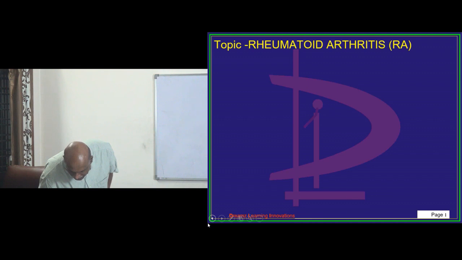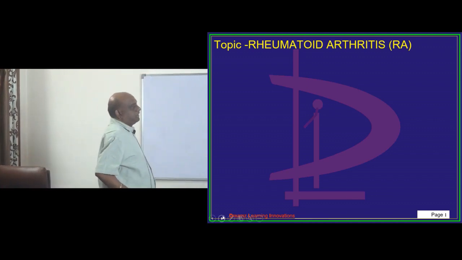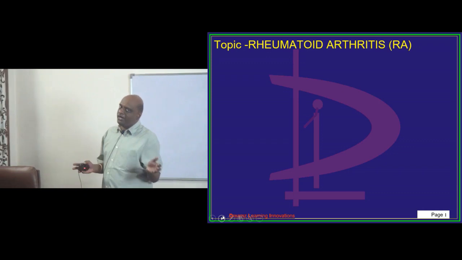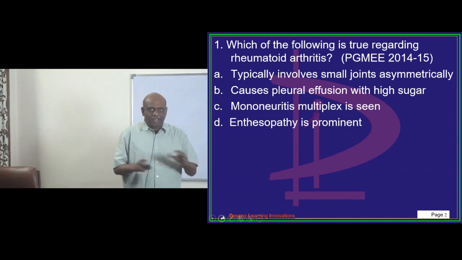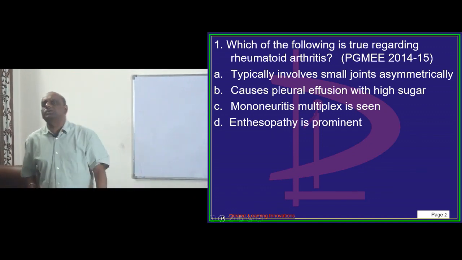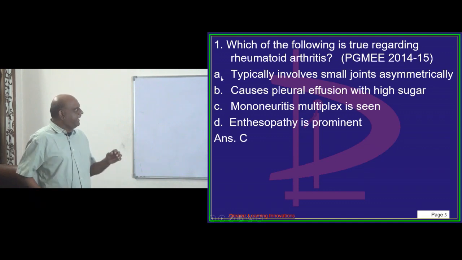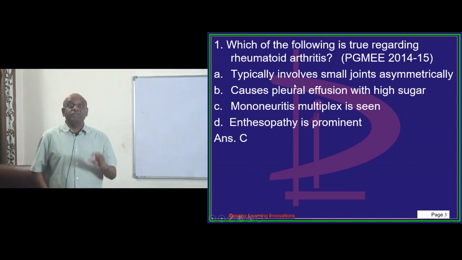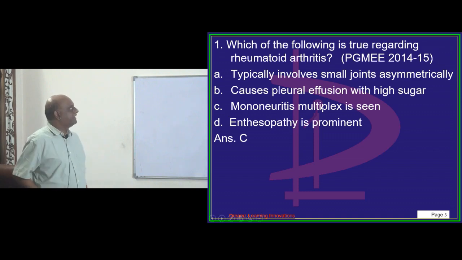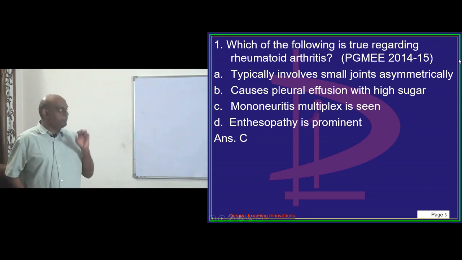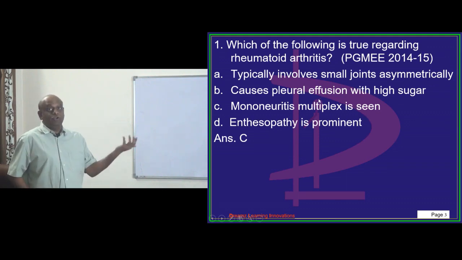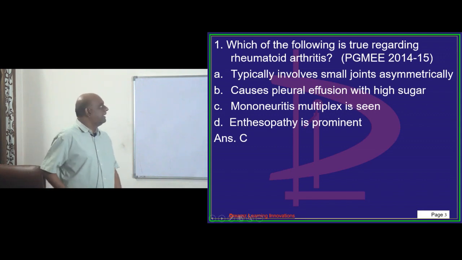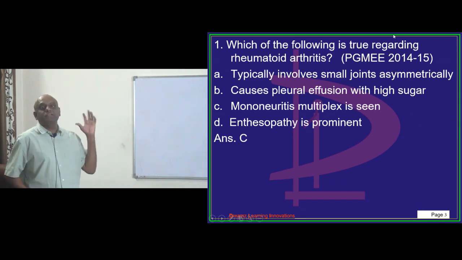Now, today we'll discuss two topics: rheumatoid arthritis and diabetes mellitus. With regard to rheumatoid arthritis, what is a true statement? It typically involves joints symmetrically, not asymmetrically, and it causes pleural effusion with low sugar, not high sugar, and it leads to mononeuritis multiplex, and these are the classical features of rheumatoid arthritis.